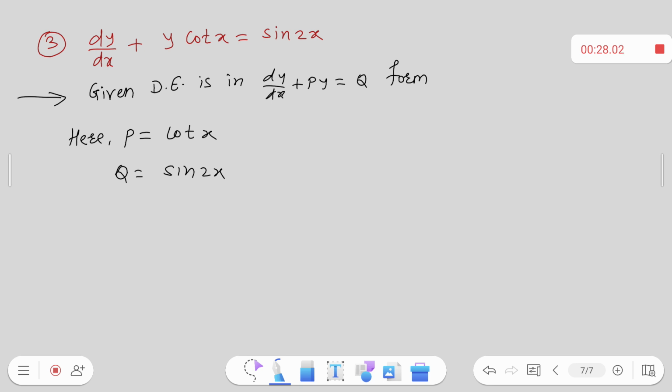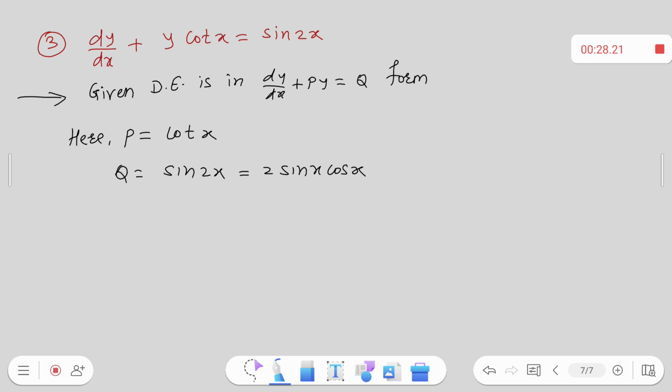You may split it by using the sin 2 theta result. As we know, sin 2 theta is 2 sin theta cos theta. That is 2 sin x cos x.